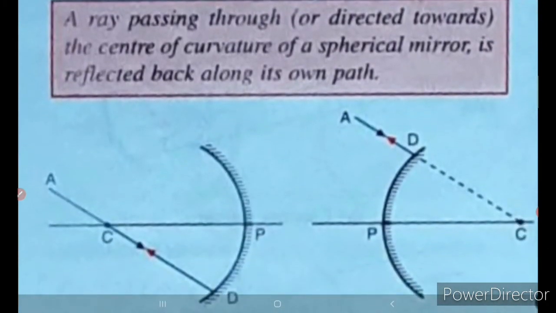Any ray, if it passes through the center of curvature, for example this is the incident ray passing through the center of curvature, always strikes the mirror at an angle of 90 degrees. So the angle of incidence is 0, therefore the angle of reflection should also be 0. Therefore any ray passing through the center of curvature will bounce back following the same path. This is for the concave mirror.